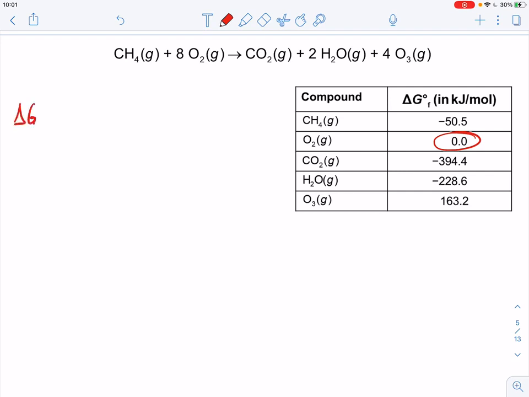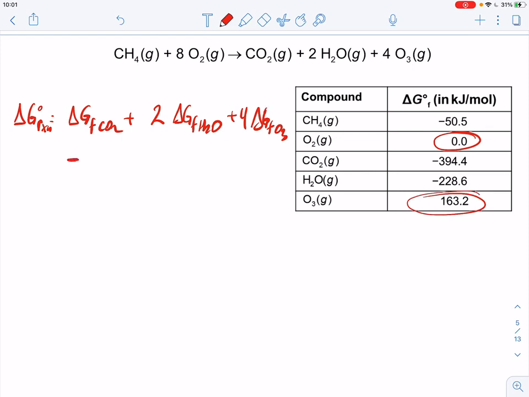Our free energy of reaction is going to be products, right? So we have the free energy of formation of CO2 plus 2 times the free energy of formation of water plus 4 times the free energy of formation of ozone. Yes, ozone is pure oxygen, but it's not the most stable form. That's why it has a value different from 0. These are all the products, and then we subtract the reactants.